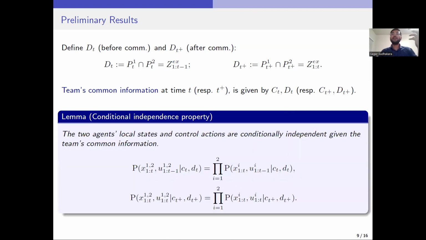Given this team common information (C_t, D_t), the two agents' local states and control actions are conditionally independent. So the two agents' local states at time t and time t+, and control actions, when conditioned on the team's common information at that particular time instance, are conditionally independent. So we have this conditional independence property lemma.